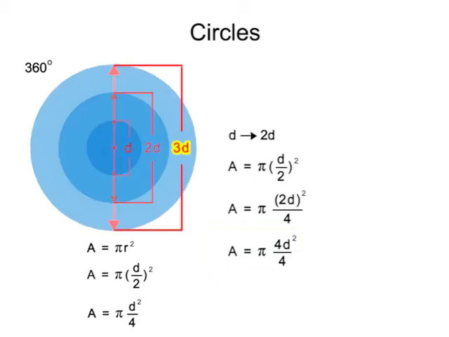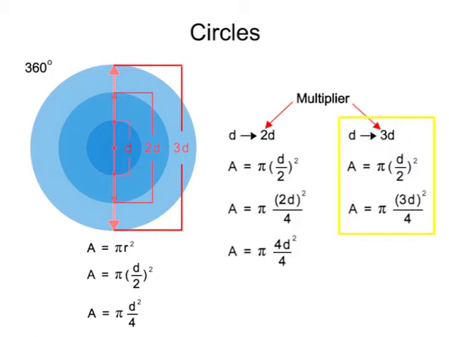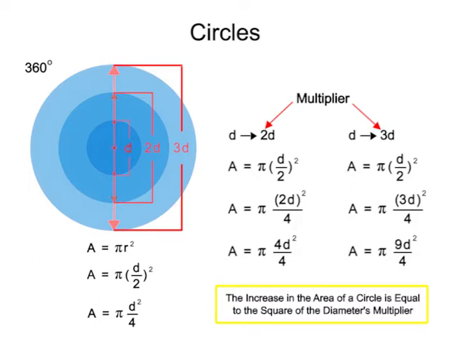Similarly, if we triple the diameter, the multiplier becomes 3 and the new area will be 9 times larger. When we double the diameter, the multiplier is 2. When we triple the diameter, the multiplier is 3. In general, an increase in the diameter of a circle will result in an increase in the area equivalent to the multiplier squared.